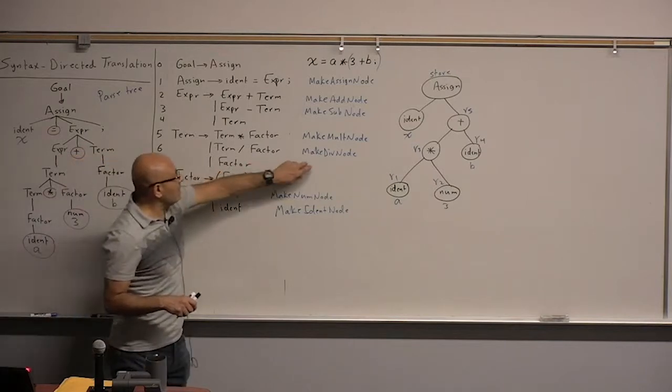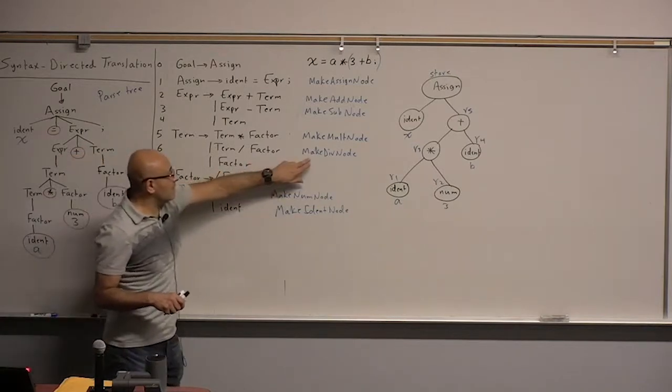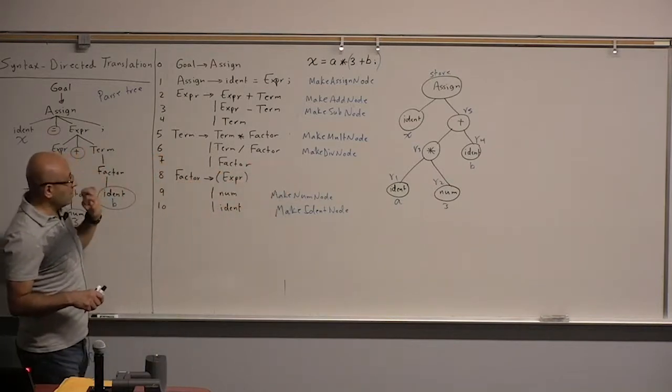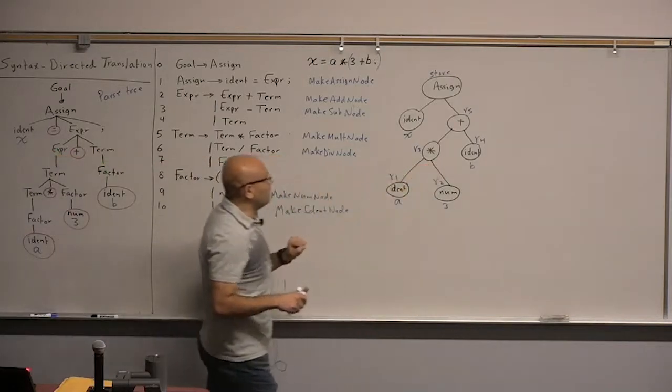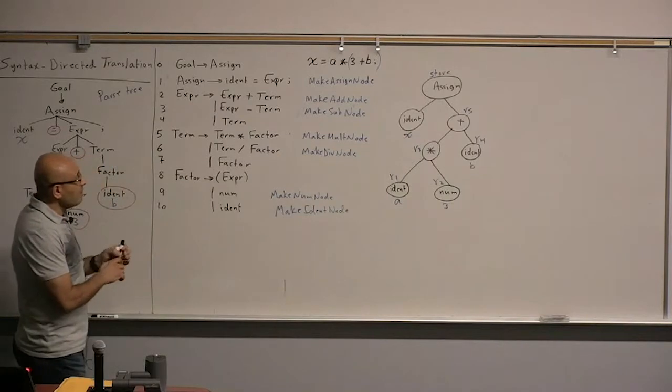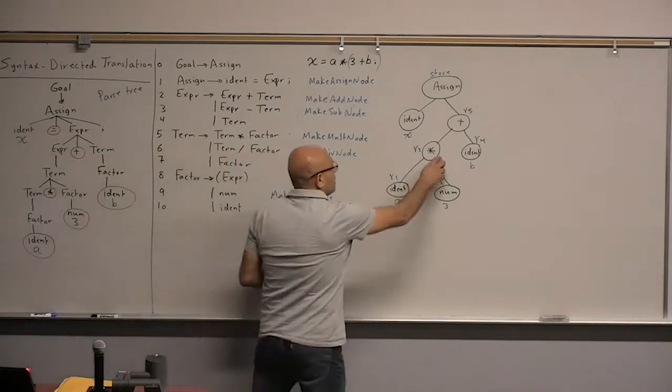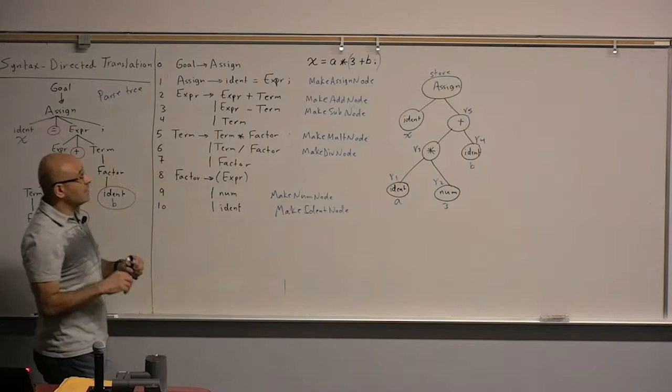Now these are non-leaf nodes. These are nodes that represent operations. So let's think about this. Making a multiply node. So what do we need to do in order to create this multiply node?